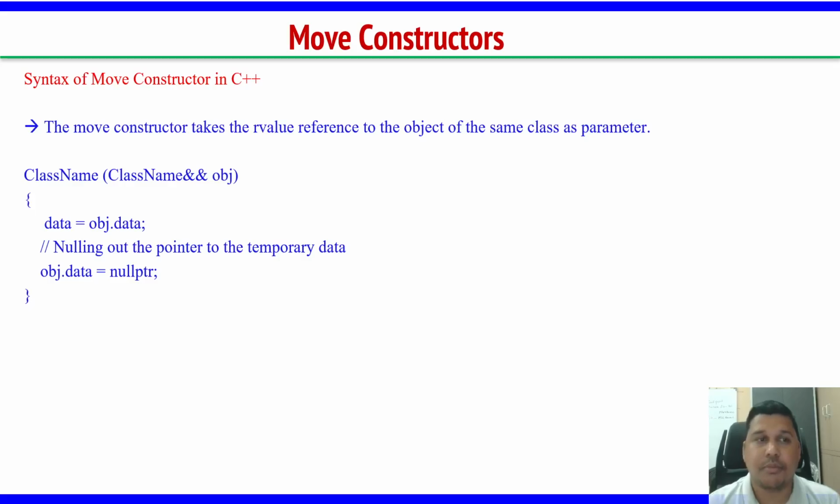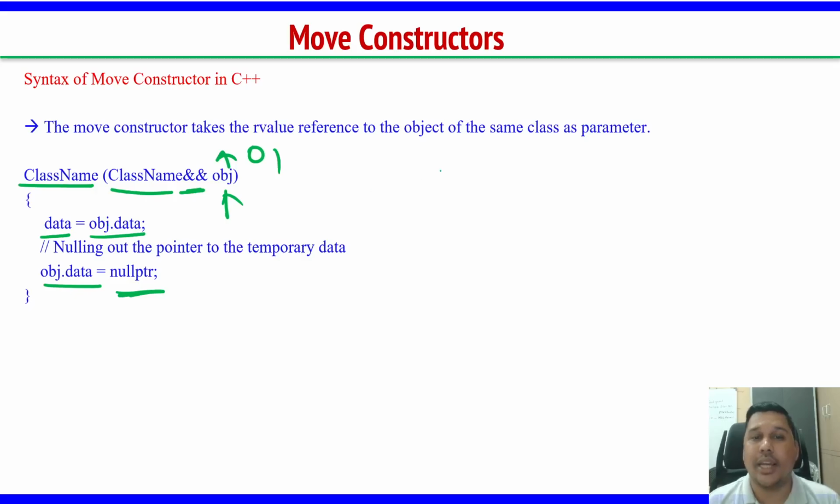What is the syntax of this move constructor? See, we give the class name, because for a constructor we have to give the class name, then in round brackets the class name, double ampersand, obj. What is this obj? Obj is object 1, the one which I want to delete. So I can write data equal to object dot data, and object dot data equal to nullptr.